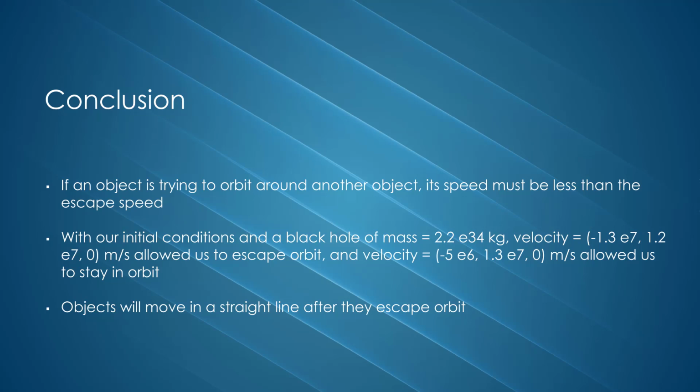In conclusion, we found that the mass of our theoretical black hole was 2.2 times 10 to the 34 kilograms, and that depending on our initial speed, we can either stay or leave orbit. And if we do escape orbit, then we will move in a straight line.